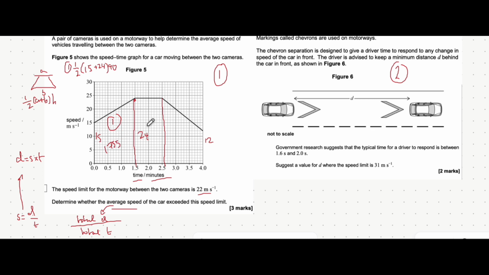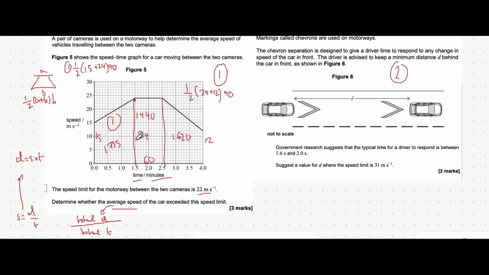And let's now look at finding the area of this rectangle. So that's just 24 multiplied by the minutes, which we have to convert to seconds as well. So 1.5 to 2.5 is 60 seconds. 60 times 24 is just 1440. And then using a similar method for the area of this trapezium, it's a half of (24 plus 12), all multiplied by the vertical height. 2.5 to 4 minutes is 1.5 minutes, which is 90 seconds. You multiply all those together and you'll get a value of 1620.